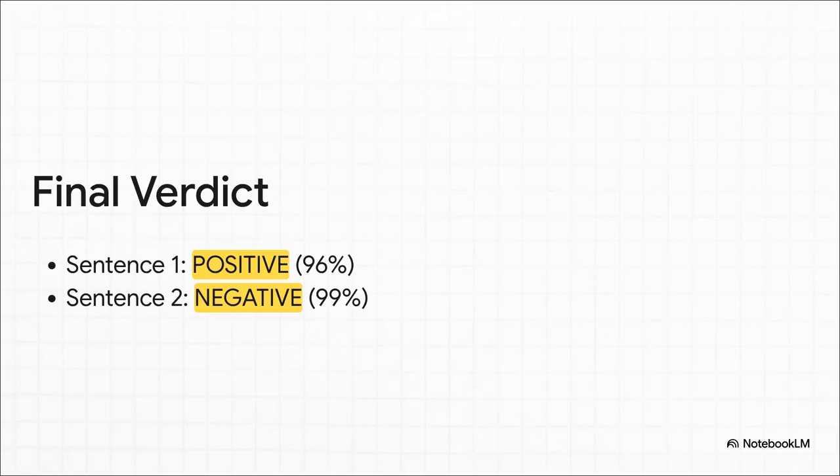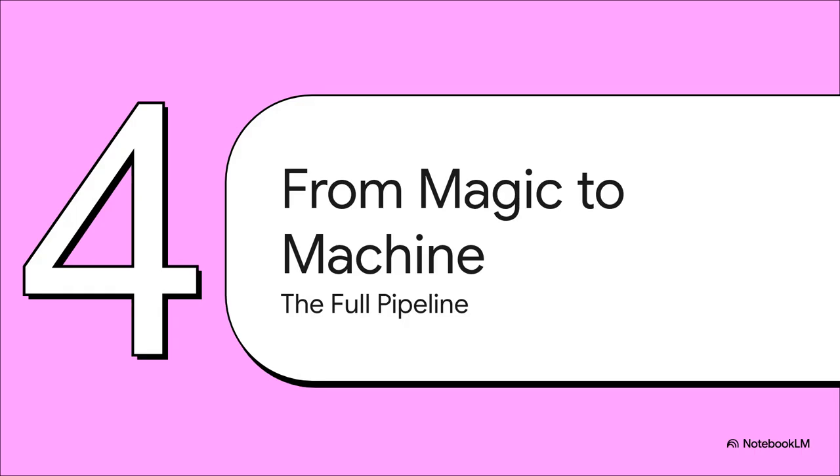So here's the final verdict. We just matched the highest probability to its label. Sentence 1 is overwhelmingly positive, and sentence 2 is just about as negative as you can get. The loop is officially closed. So there you have it. We've gone all the way from what felt like some kind of tech magic to a clear, step-by-step mechanical process.